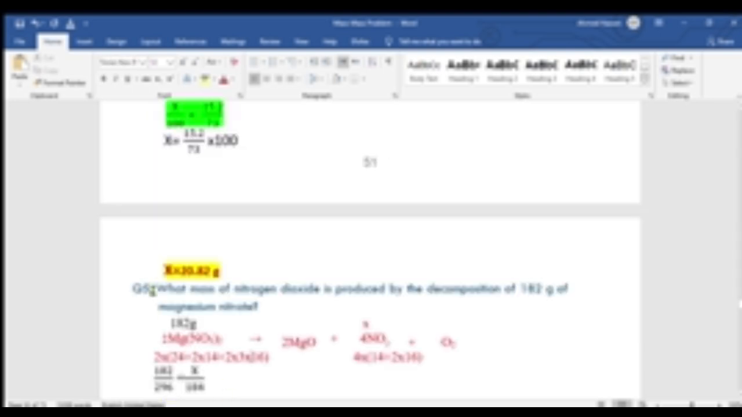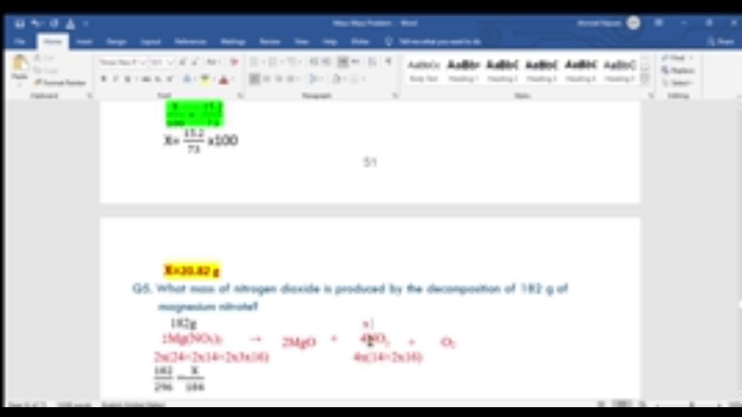Question 5 says, what mass of nitrogen dioxide is produced by the decomposition of 182 grams of magnesium nitrate? This one is magnesium nitrate. As you know, when it is balanced, it has coefficient 2, and gives magnesium oxide plus nitrogen dioxide plus oxygen, formed by the decomposition reaction. Heat decomposition of magnesium nitrate gives these products. What is given? The magnesium nitrate is given as 182, and the nitrogen dioxide is X, which is required.